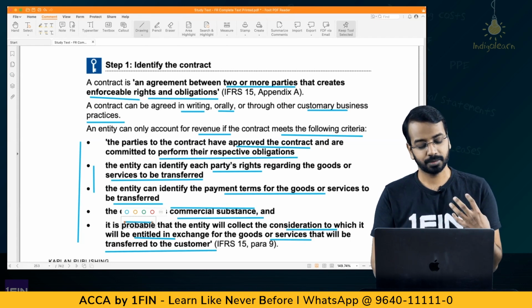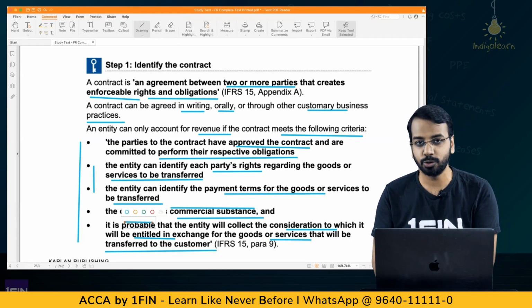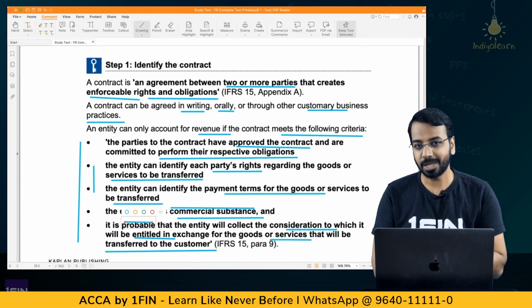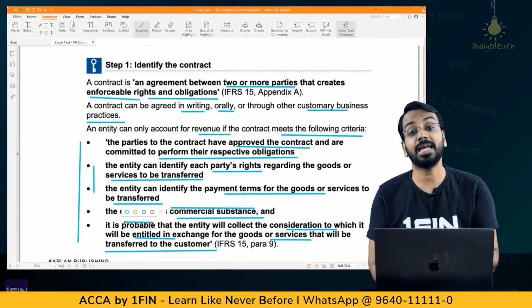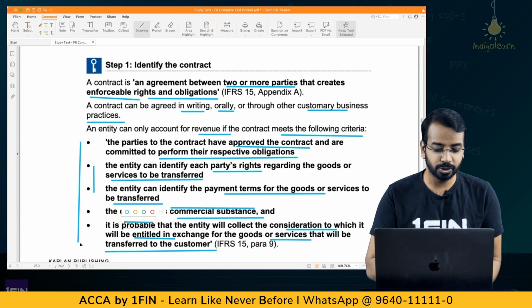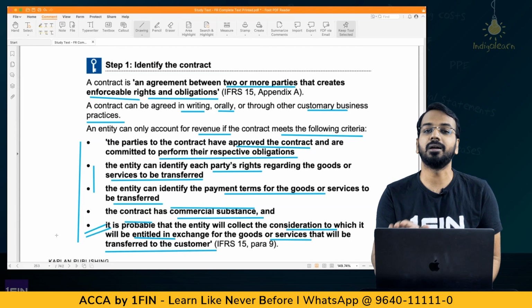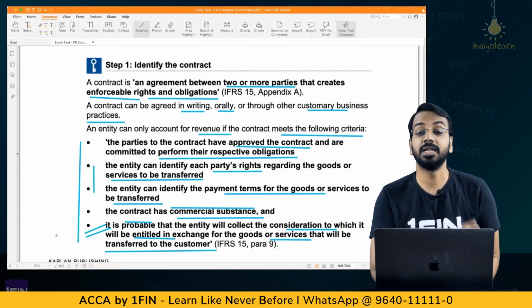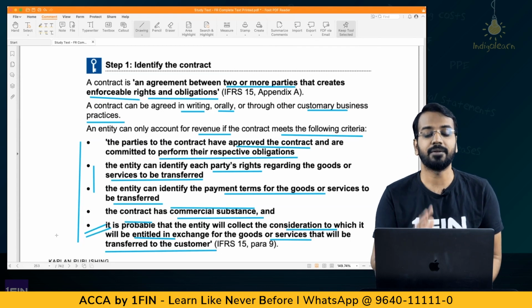For example, if I am selling some goods to you on credit and I have to collect 10,000 from you, it is probable that I'll collect this 10,000 in exchange for the goods or services transferred. So this becomes one of the very important conditions to bring a contract under IFRS 15, that is, to recognize revenue under IFRS 15.